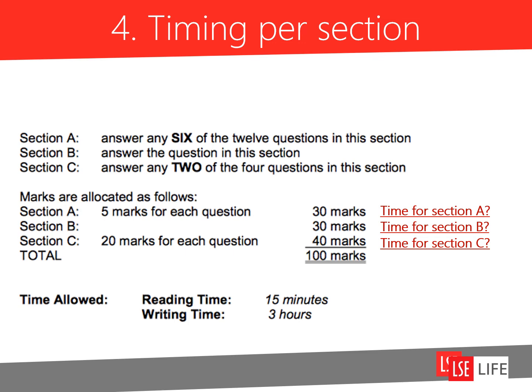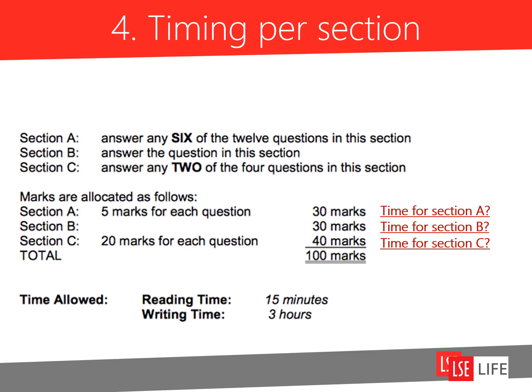Okay, let's have a look now at the timing of each section of your question paper. So the example I showed you at the beginning had 3 sections. Section A, you needed to answer 6 questions. Section B, 1 question. Section C, 2 questions.